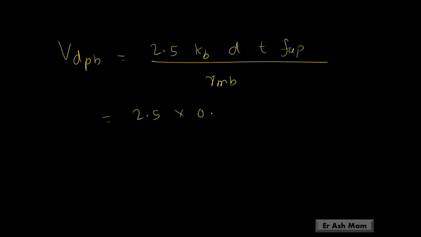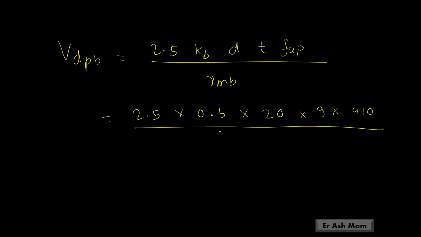2.5 kb is 0.5. Nominal diameter of bolt is 20 mm. Minimum thickness is 9. Ultimate strength of plate is 410. And factor of safety of bolt material is 1.25, which is equal to 73.8 kilonewton. That is VDEB.